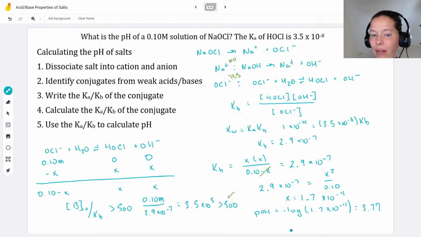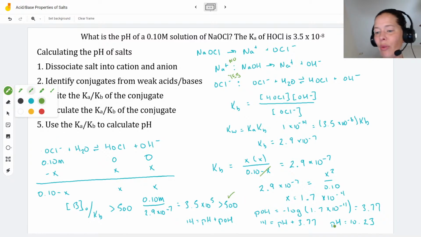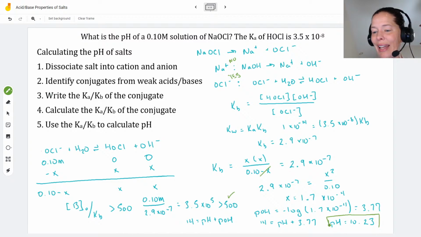So remember that, I'm kind of running out of space here. Let me put it over here. 14 is equal to pH plus pOH. So 14 is equal to pH plus 3.77. So that means my pH is 10.23. Okay, that is all the way at the bottom. So I am just going to highlight that by putting a box around it.